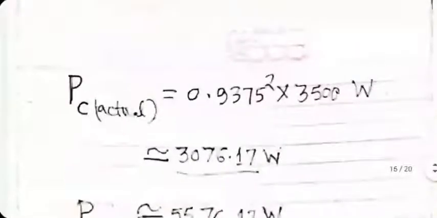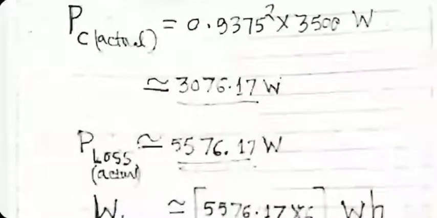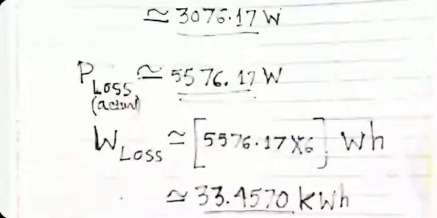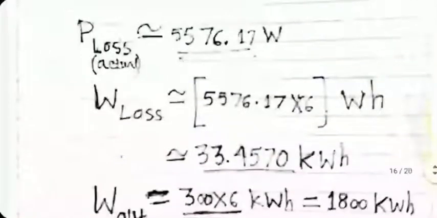So actual PC will be 0.9375 square multiplied by the full load value, which is 3500 watt. So copper loss in this time slot is 3076.17. Iron loss, of course, is a constant given to you. Add it to copper loss to get the total loss, and then multiply by number of hours to get the total energy loss in this period.